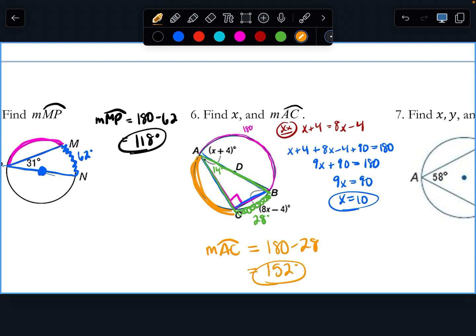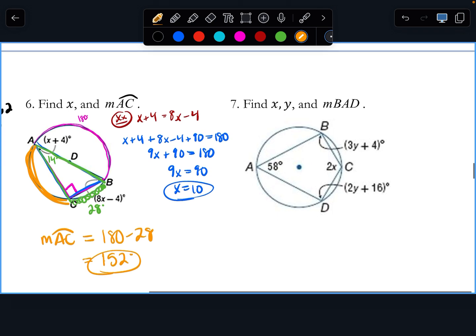So, questions on that one? Okay, last one. Gosh, all my arcs just decide to leave. It's so sad. Usually people are good with the 2x and the 58, but for the y's, don't they look the same? But they're not. This is death. Don't do this. They're not the same.